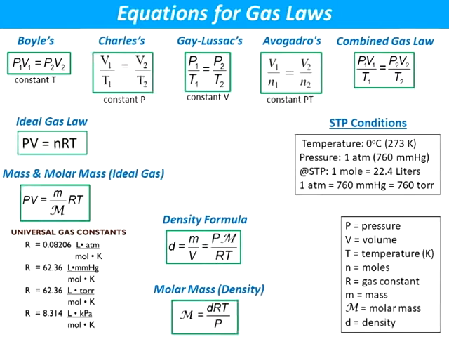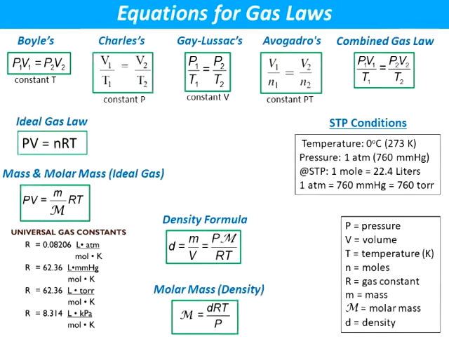Then we have the ideal gas law, PV equals nRT. We also have an example here of a modification of the ideal gas law, which allows you to calculate mass or molar mass. Then we have density formulas here for relating them to ideal gas laws, and we also have a molar mass when we have density.